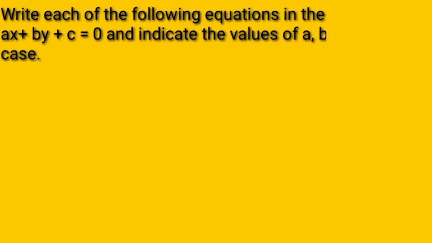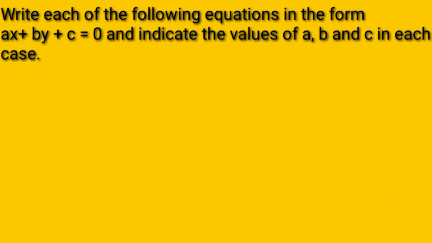Write each of the following equations in the form ax plus by plus c is equal to 0 and indicate the values of a, b and c in each case. Here ax plus by plus c is equal to 0 is the standard form of linear equations in two variables. The question is, you have to make the given equation in the form ax plus by plus c is equal to 0 and find out the values of a, b and c.